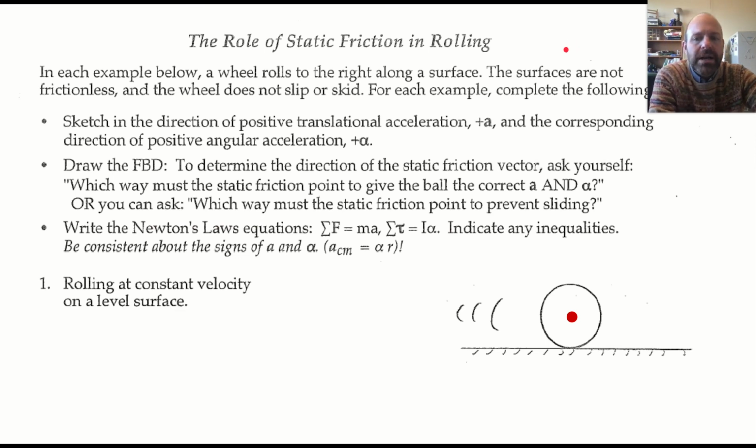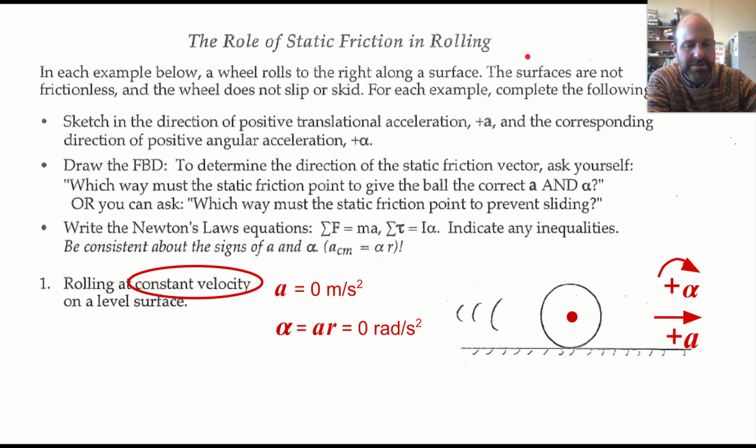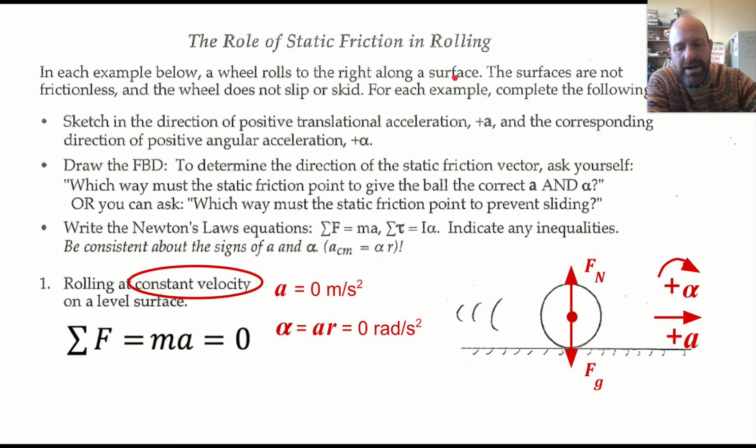So, rolling at a constant velocity on a level surface. Well, if there were an acceleration, we would say clockwise and to the right are our positives. But constant velocity means acceleration is zero, which means alpha has to be zero, right? And the normal force is up. The force of gravity is down. We know that. And if we write out net force equals ma equals zero, and net torque equals I alpha equals zero, whatever forces or torques there are have to add up to zero.